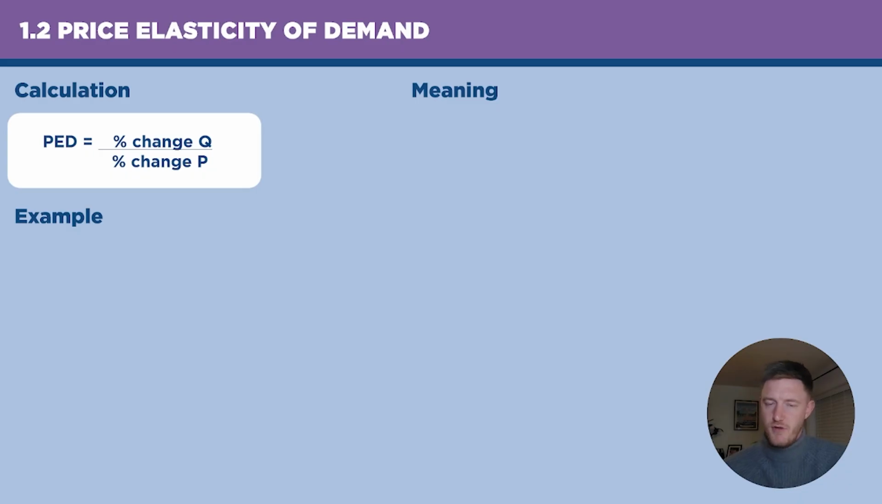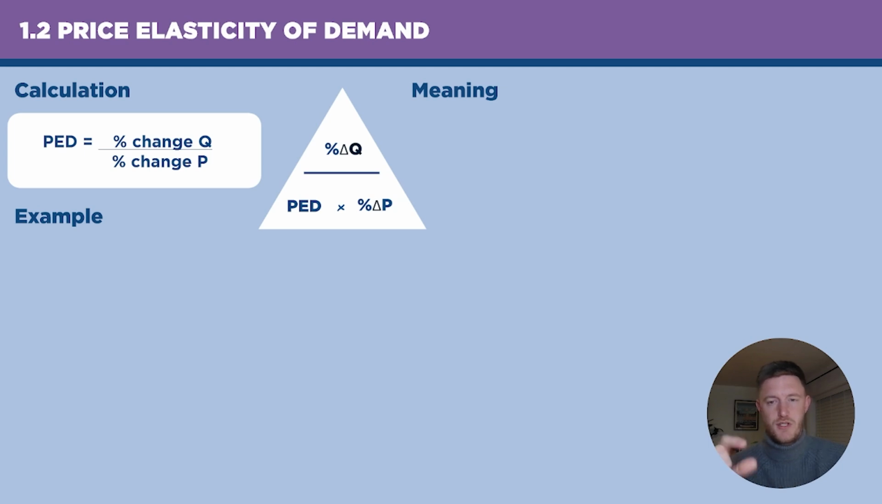We're going to potentially have to rearrange this. We'll look at some examples of that. So if we're going to rearrange it, we'd need to use this triangle. So we put the same equation as this triangle. I'm sure you're familiar with this from GCSE maths and stuff like that. But what it effectively means is you can cover different parts of it. So if we're trying to work out percentage change in quantity, we would do price elasticity of demand times percentage change in price. If we're trying to work out percentage change in price, we would do percentage change in quantity over price elasticity of demand. And if we're trying to work out price elasticity of demand, we obviously know we do quantity over price.